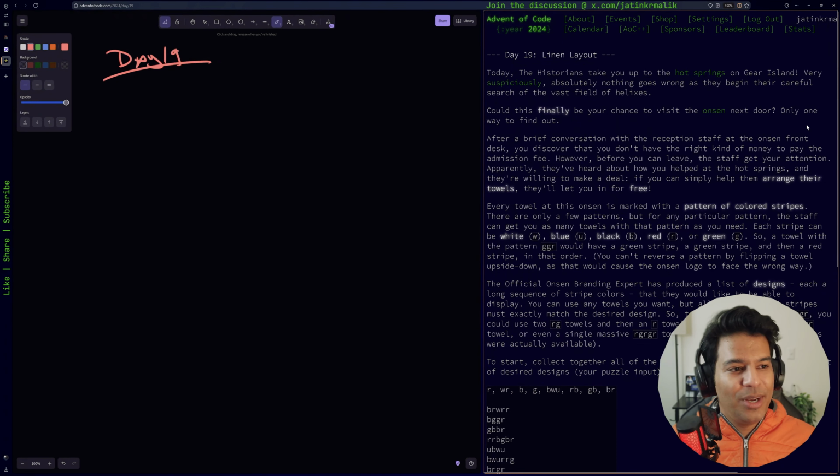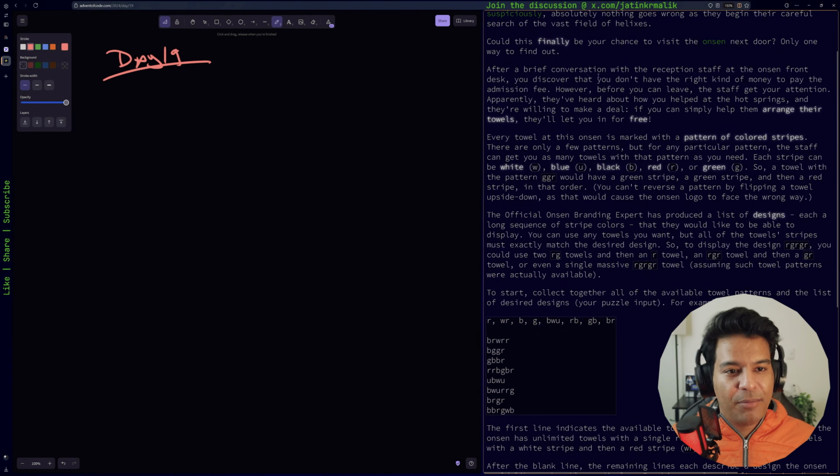So there is only one way to find out. After a brief conversation with the reception staff at the onsen front desk, you discover that you don't have the right kind of money to pay the admission fee. Seems pricey. However, before you can leave, the staff get your attention. Apparently, they have heard about how you helped the hot springs, probably last year, and they are willing to make a deal. If you can simply help them arrange their towels, they will let you in for free.